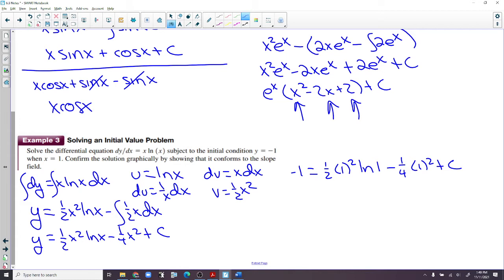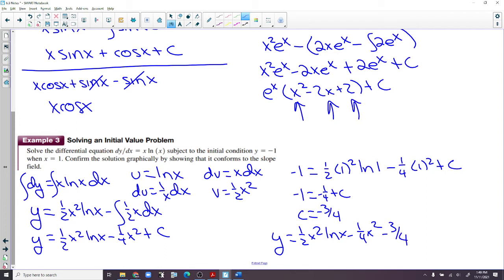And I could have done this in my head. You can too. I give you the same speech every time. Make sure you're showing this, right? So we got negative 1 is equal to, it's just going to be negative 1/4 plus c. So c is equal to negative 4/4 plus 1/4, negative 3/4. So then we finally get the answer. Minus 3/4. There we go.